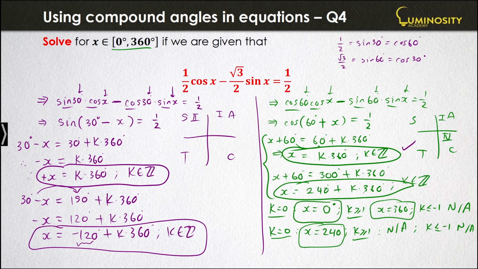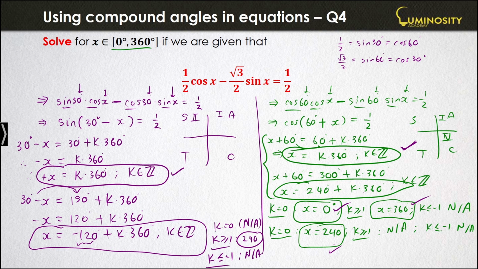We can verify. For the first one, we've already done all the k solutions: x equals k times 360 gave us 0 degrees and 360 degrees. For this one, if I put k equals 0, there are no applicable solutions because you get negative 120. If I put k equals 1, I get 240 degrees. From 2 onwards, no applicable solutions, and for k less than or equal to negative 1, definitely no solutions. So again, you get the 240 degree solution coming out.